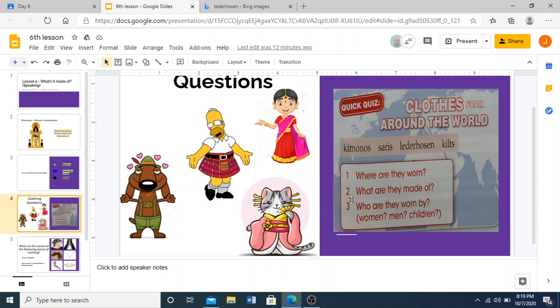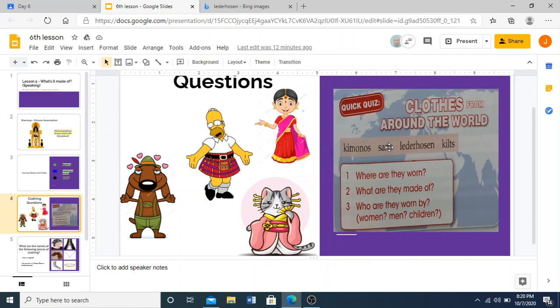Secondly, what are they made of? The kimonos are made up of sometimes cotton and sometimes silk, depending on the material that is most durable. I think sometimes they're made up of silk. Some come in cotton also. Who are they worn by? Mostly the kimonos are worn by women and children, but also sometimes by men, but mostly women and children. Men are not left out also.